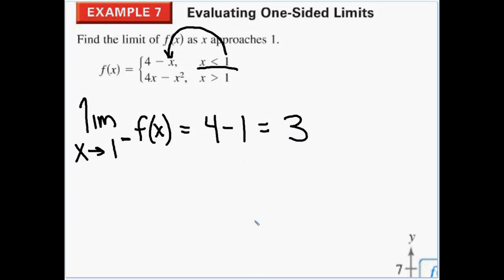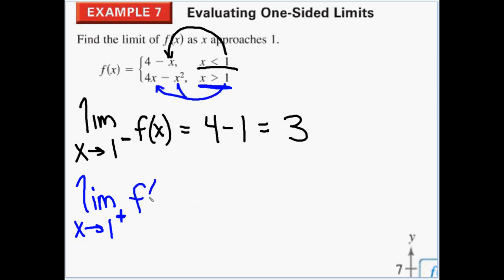Okay, I'm going to switch to blue ink. And now we're going to do the limit as x approaches 1 from the right side, from numbers bigger than 1. So that means we're down here, where x values are greater than 1. I'm going to just plug a 1 directly in for both of these x's. So this limit, as we approach from the right, will be 4 times 1 minus 1 squared. 4 times 1 is 4. 1 squared is 1. Subtract: 4 minus 1 is 3.